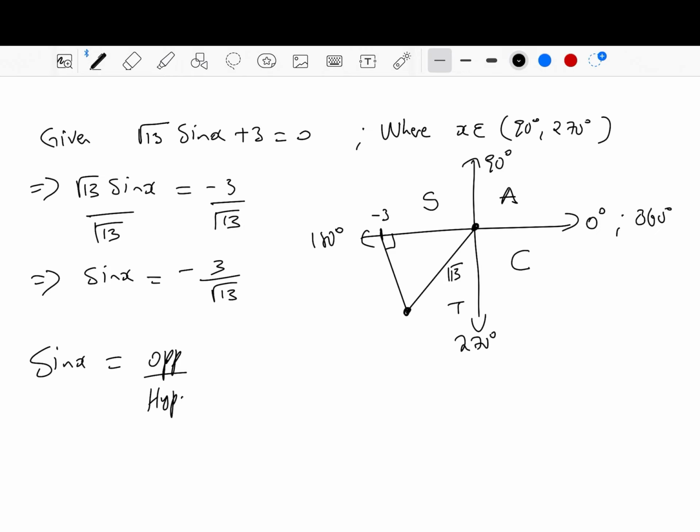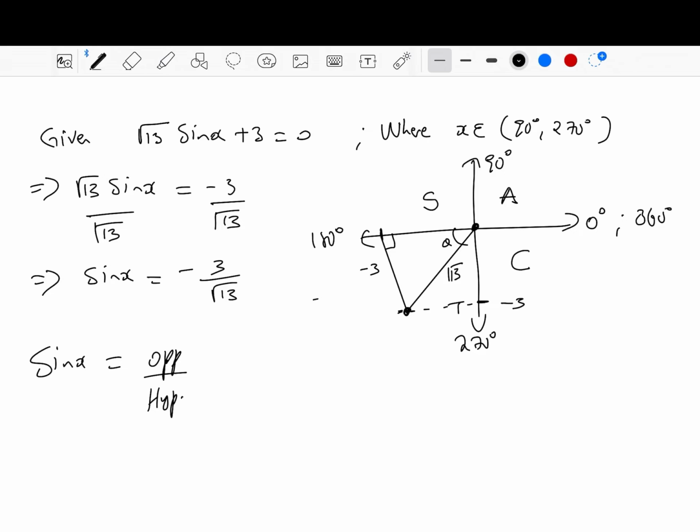So opposite over hypotenuse, that's equal to sine x. So that means that if this is an angle theta, opposite over hypotenuse is sine x. So that's not true. This is -3, so we need to consider this as -3. So -3 is here, and -3 is out down there. So this is -3, opposite over hypotenuse.